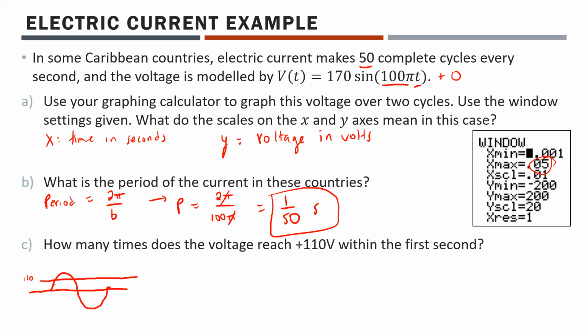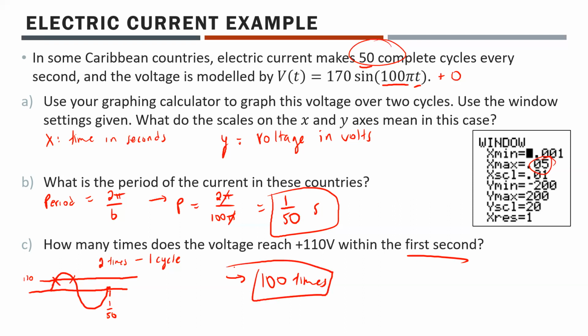If you look at just one cycle, which again is 1/50th of a second long, you can see we're going to hit 110 volts twice. So it's 2 times in one cycle. But in 1 full second, we have 50 complete cycles. So if it's 50 complete cycles and we hit it 2 times per cycle, well, that just logically means we'll have 100 times that we're going to hit 110 volts within the first second.